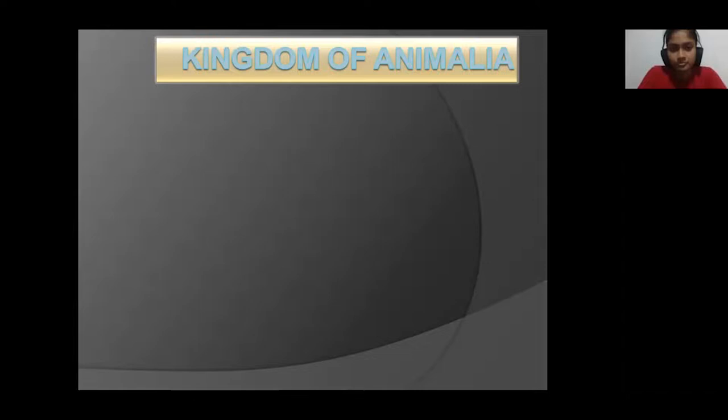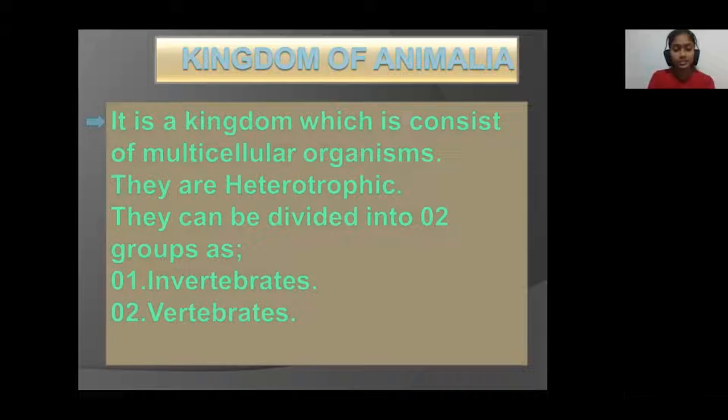Now I am going to talk about the kingdom of Animalia. The kingdom of Animalia consists of multicellular organisms. They are heterotrophic organisms. That means they cannot produce their own food. They are dependent on other organisms. They can be divided into groups as invertebrates and vertebrates.